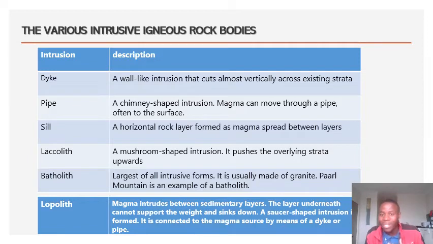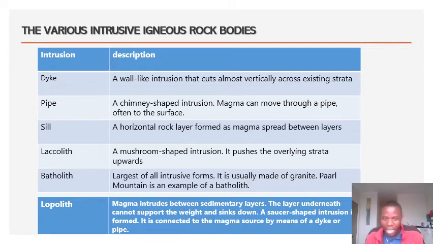So class, the various intrusive rock bodies, as we spoke about: the dike, the pipe, the sill, the laccolith, the batholith, the lapolith. A dike is a wall-like intrusion that cuts almost vertically across existing strata. Are we all clear? Yes, you may ask. Oh, very good, Pelele. So, as I told you, a dike is a wall-like intrusion that cuts almost vertically across existing strata. Let's continue. The pipe is a chimney-shaped intrusion. Magma can move up a pipe to the surface. Very good. Yes, Andy, what do you understand about the sill? The sill is a horizontal layer formed as magma spreads between the layers. Very good, Andy.